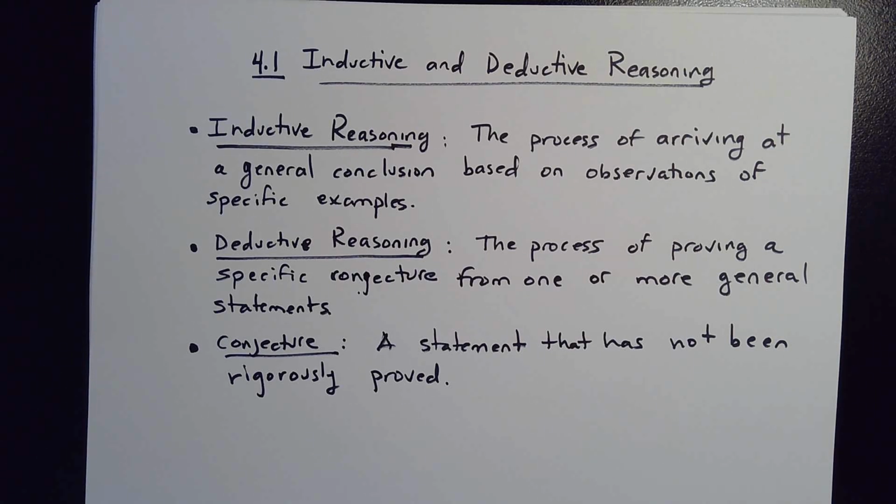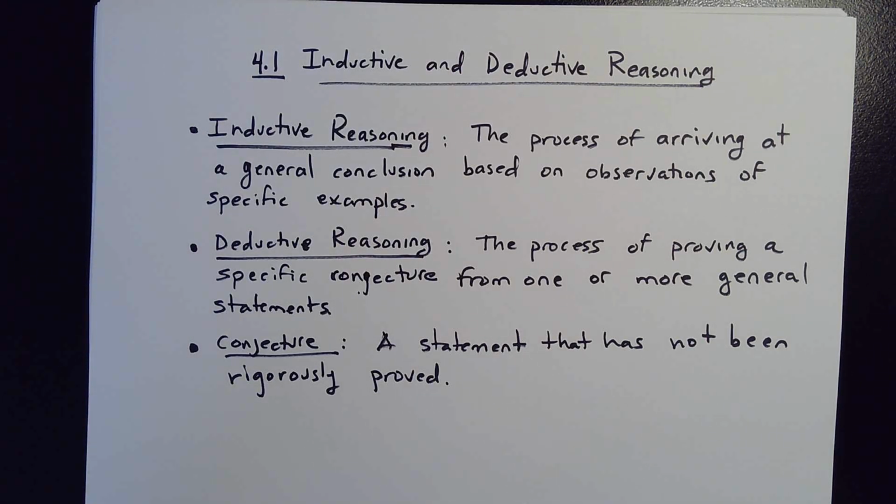So you're given one or more general statements, those are given statements that we assume to be true, and from those statements we will prove a general conjecture. A conjecture is a statement that has not been rigorously proved. Okay, so write these down, and you can pause and write them down before we continue to the example.